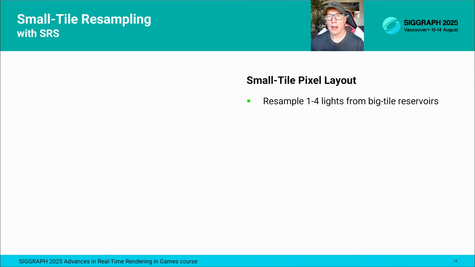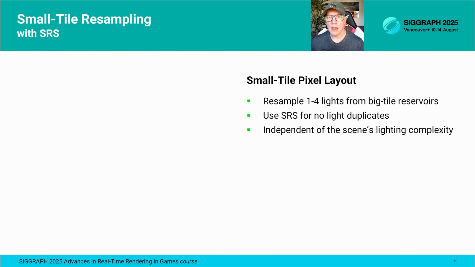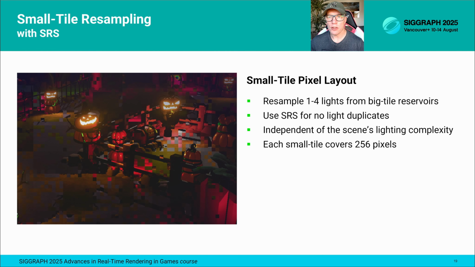After the initial big tile light sampling, we resample 1 to 4 lights for small tiles from the big tile reservoirs. These samples will be used for the final lighting evaluation. For the resampling, we will have another round of stratified reservoir sampling to ensure no light duplicates in the small tile reservoirs. This resampling step is independent of the scene's lighting complexity because the resampling is done from the fixed size big tile reservoirs. Each small tile covers 256 pixels, and for the resampling we pick a big tile reservoir based on the location of the small tile center point.